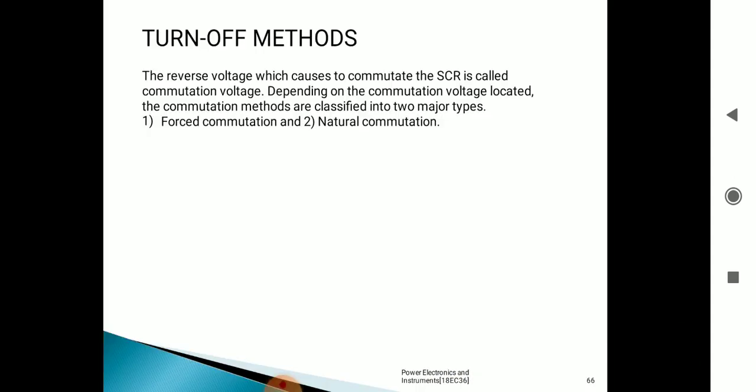So there are two methods of commutation. The first one is forced commutation and the second one is natural commutation.